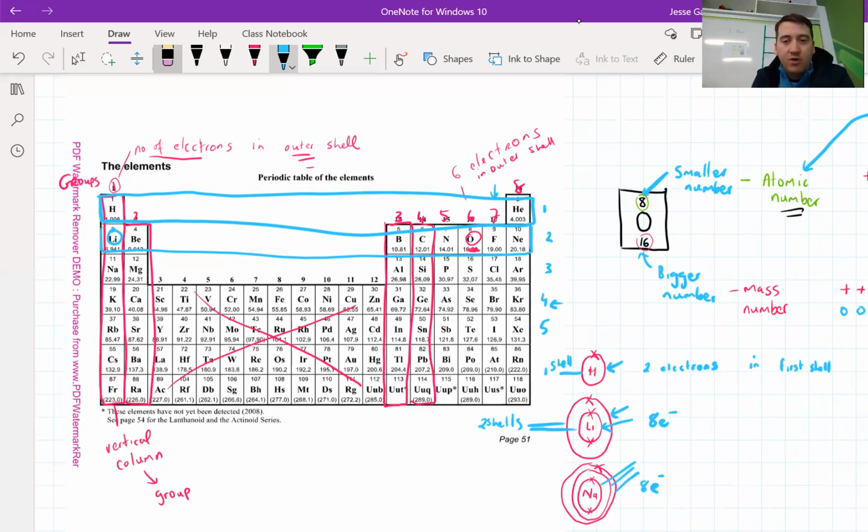Now, obviously, hydrogen is in this first row. Lithium is in the second row. So this number here is 2, and it's got 2 shells. This number here is 3. They would all have 3 shells. So this is what we call the period number. So each of these horizontal rows is a period.